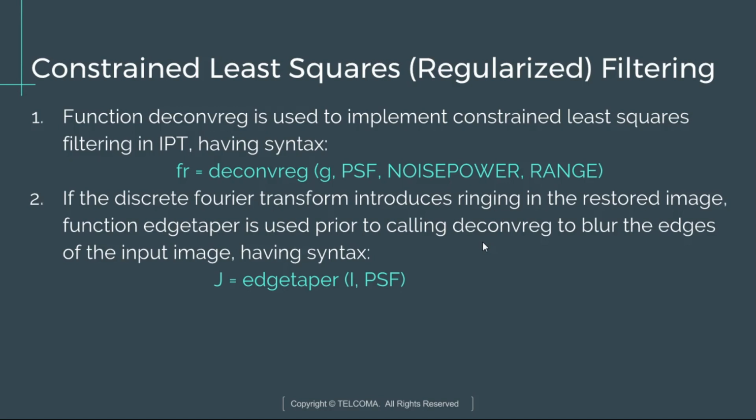If the discrete Fourier transform introduces ringing in the restored image, the function edgetaper is used prior to calling deconvreg to blur the edges of the input image, which has the general syntax J = edgetaper(I, psf), as before.